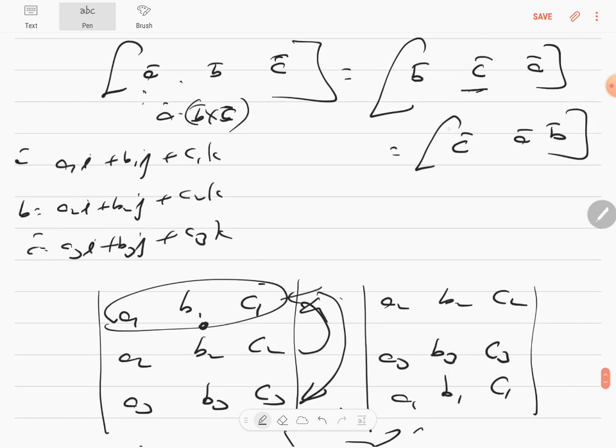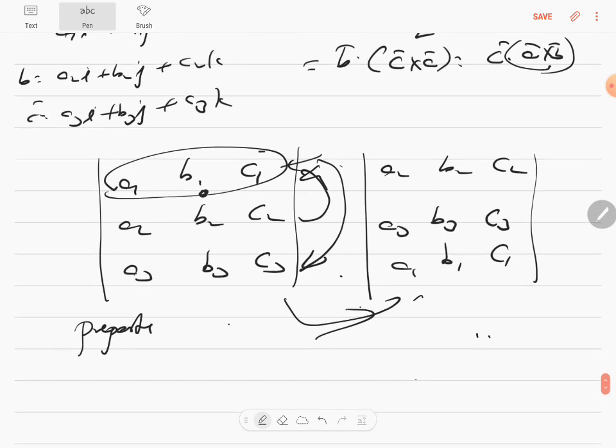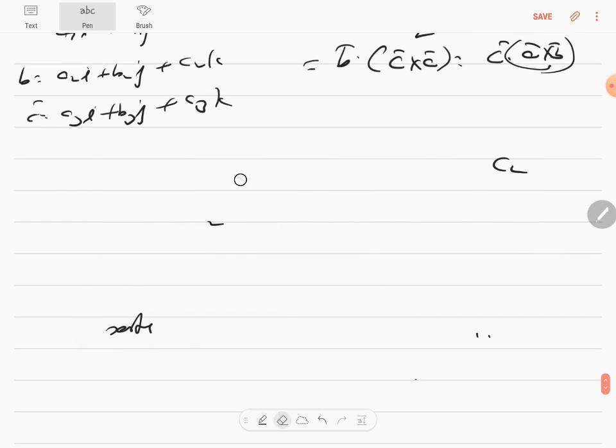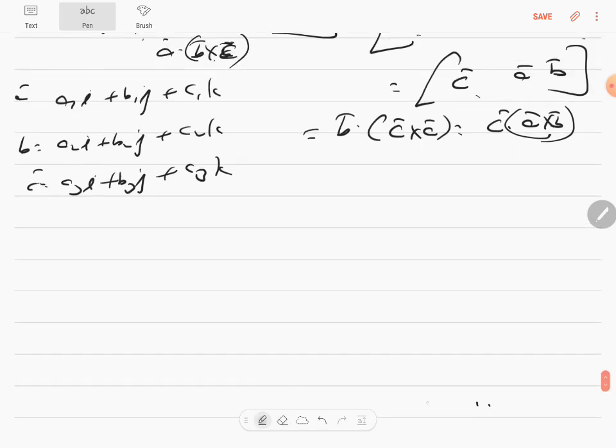Similarly, the proof. Therefore, ABC is the same as BCA is the same as CAB, which means A dot B cross C is the same as B dot C cross A is the same as C dot A cross B. Are you clear? It's called a scalar triplet. In other words, it's also called the volume of a parallelepiped, whatever you call it.